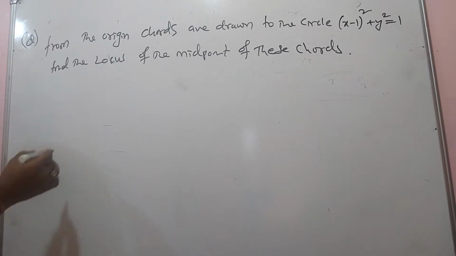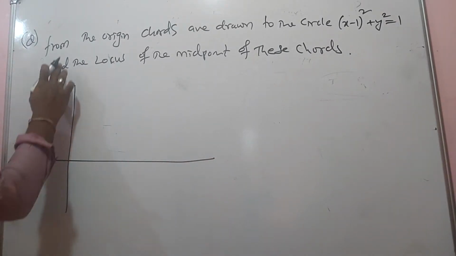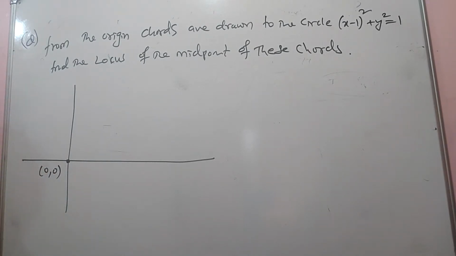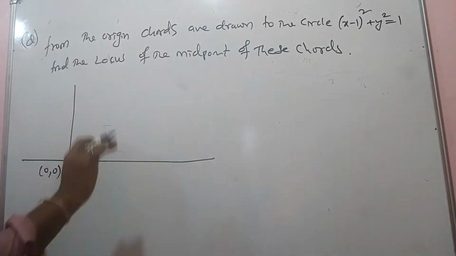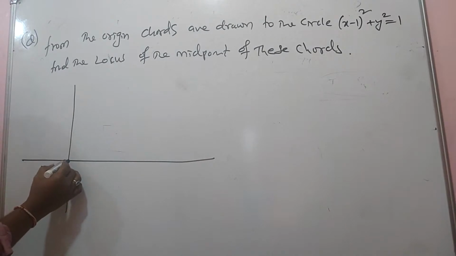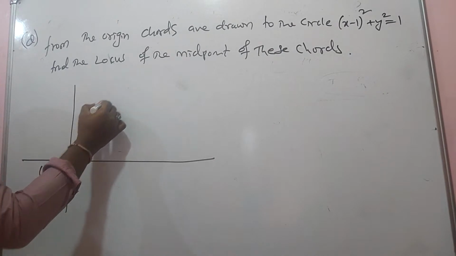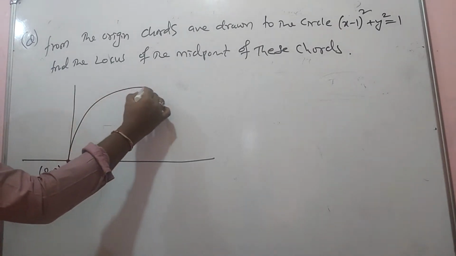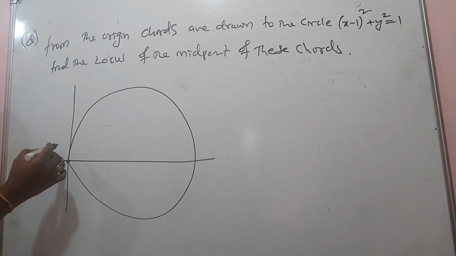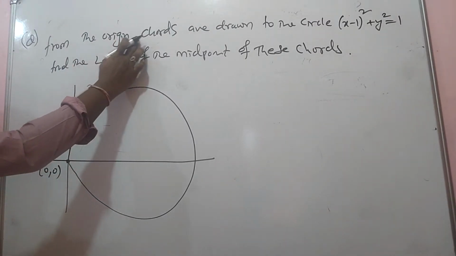Now you have a circle and a chord from the origin, so that is the reason I am taking the origin here. From the origin, chords are drawn. It means the circle should pass through the origin, then only it is possible to draw from the origin. So we draw a circle which is passing through the origin, because from the origin only you have drawn the chords.